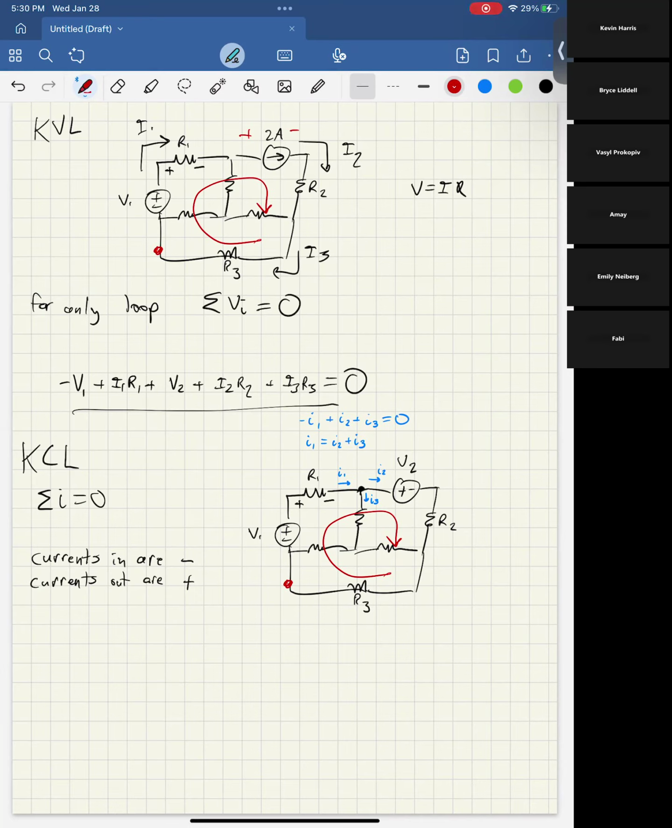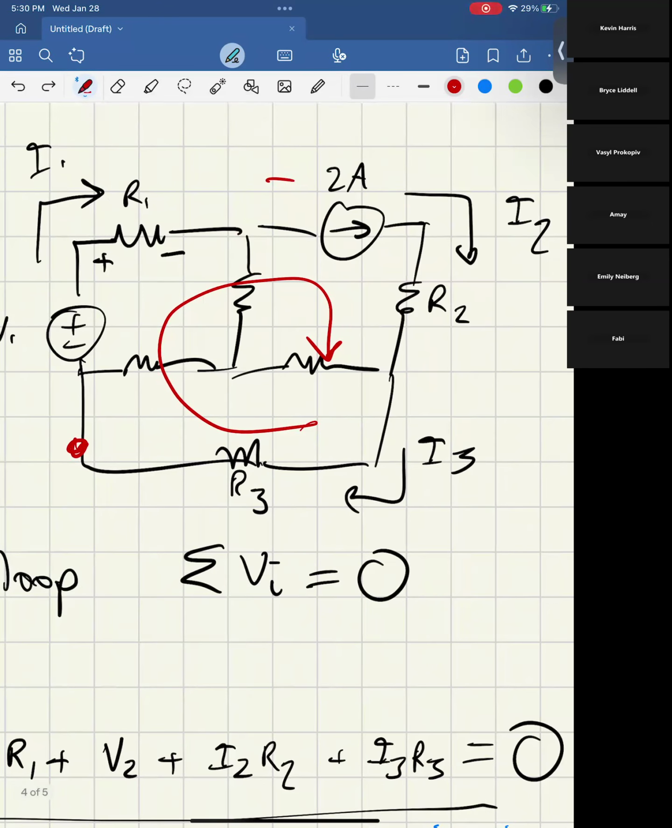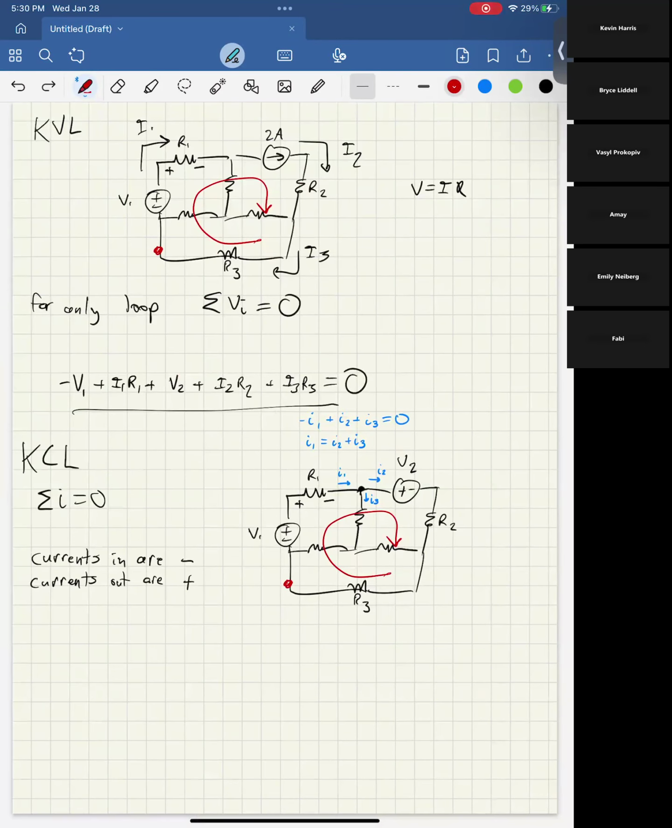What you would do instead here is use this to write an equation relating to the current, where you have 2 amps there and some current there and some current there. You don't know what they are, but that works. It's generally hard to do a loop equation when you have a current source in the loop because you don't know what the voltage is across that current source.